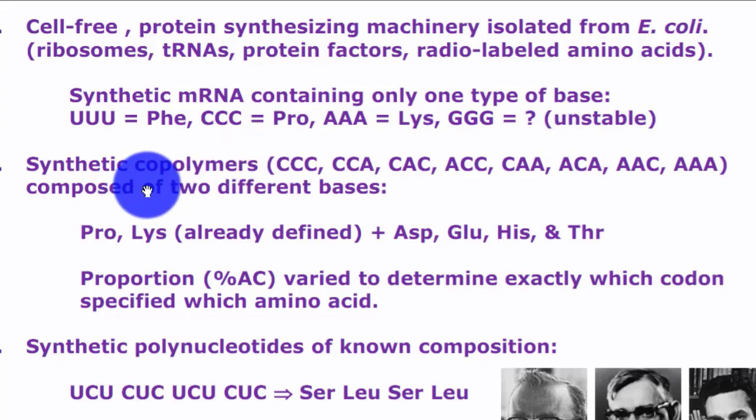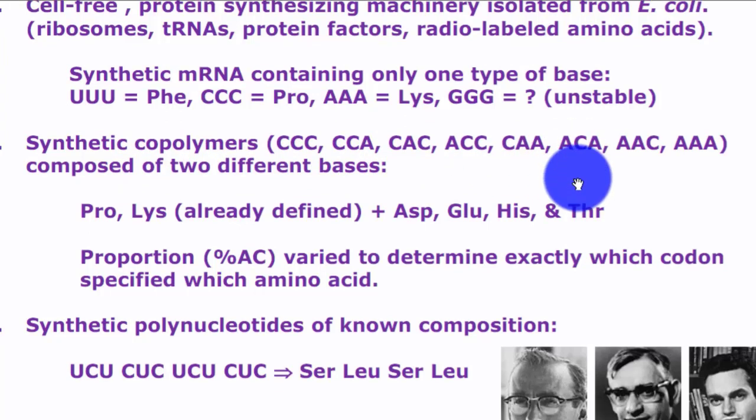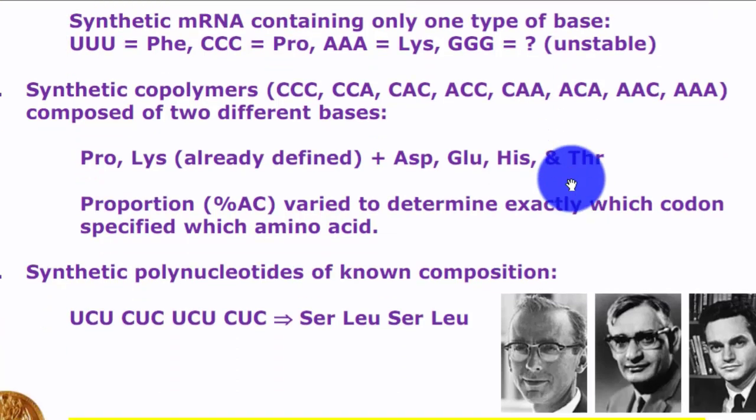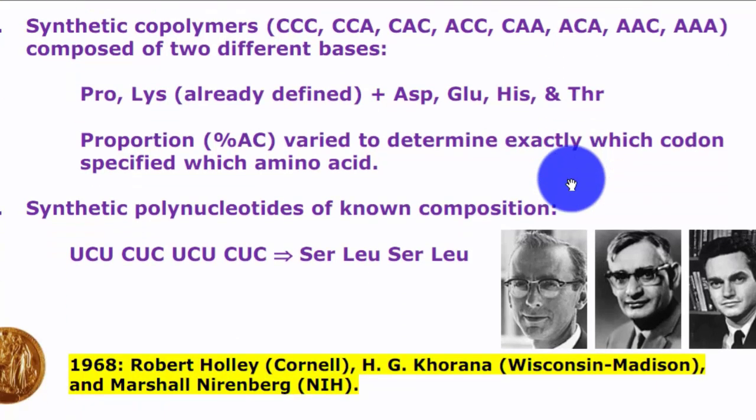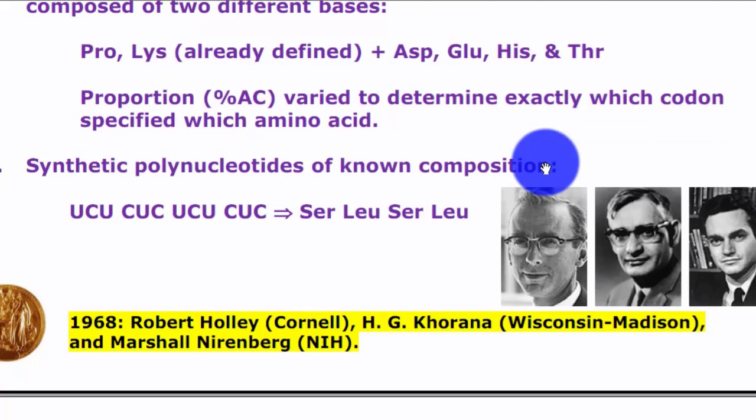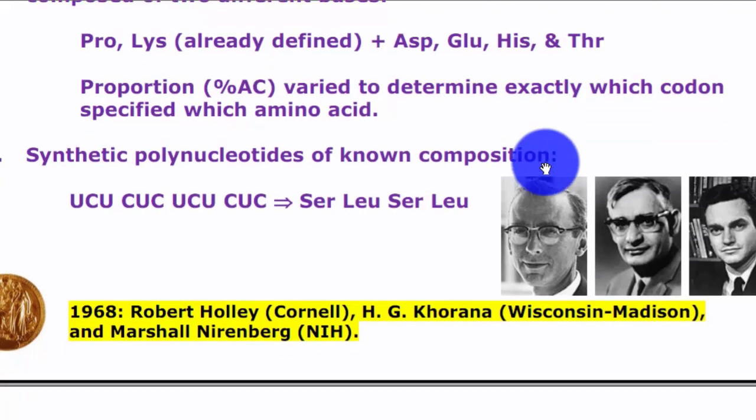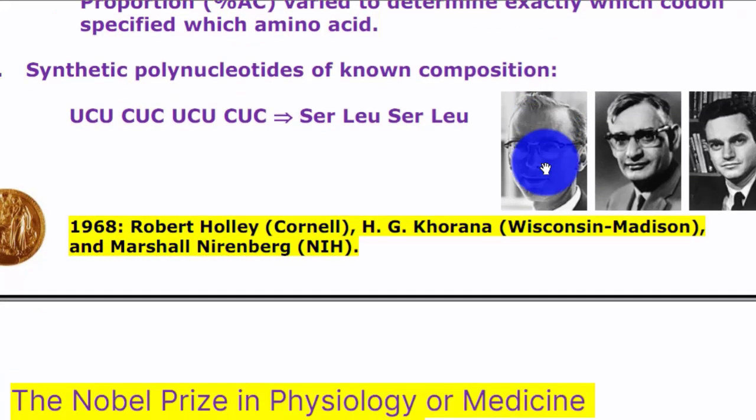Synthetic copolymers were made, such as CCA, ACC, CAA, composed of 2 different bases. The proportion of A and C was varied to determine exactly which codon specified which amino acid. Synthetic polynucleotides of unknown composition were also used.